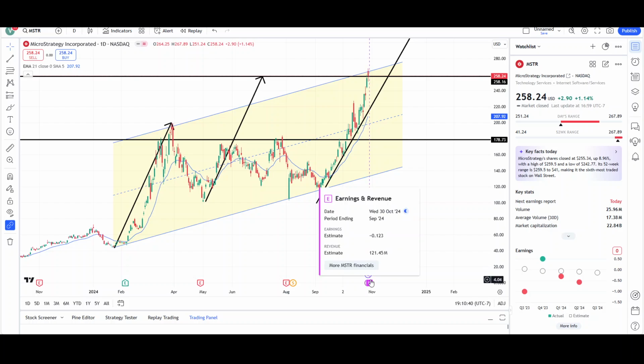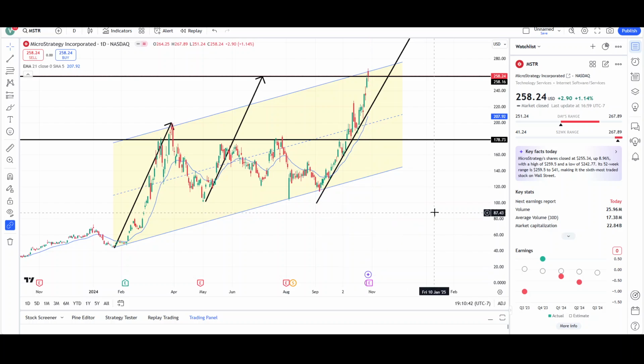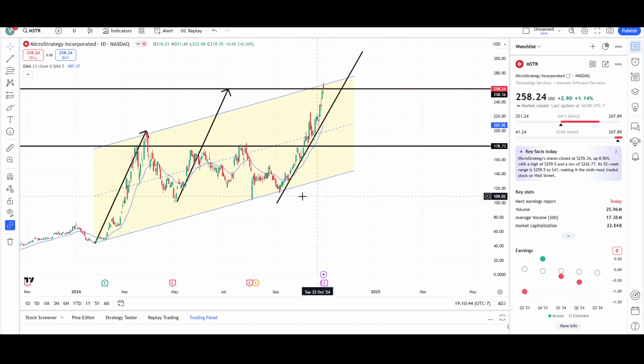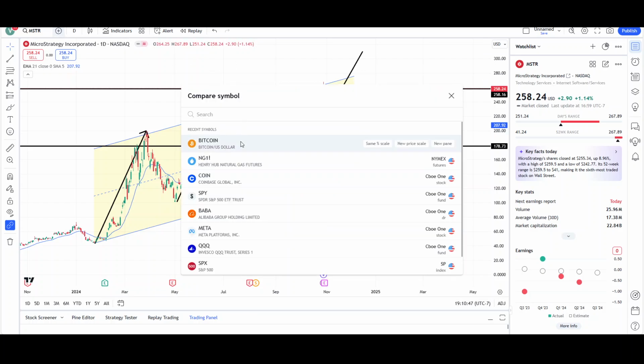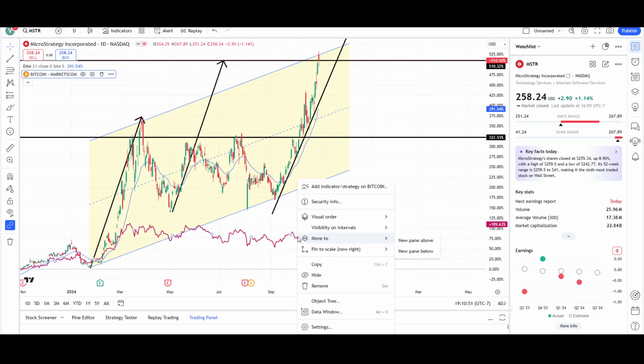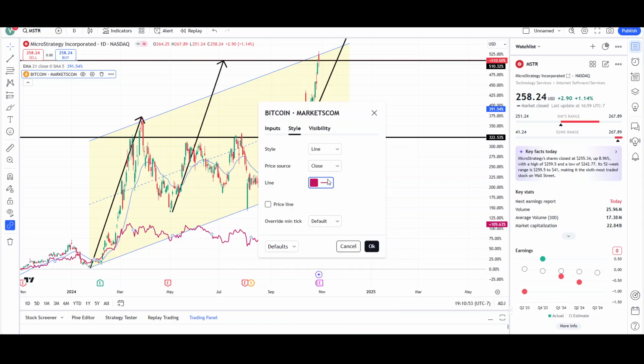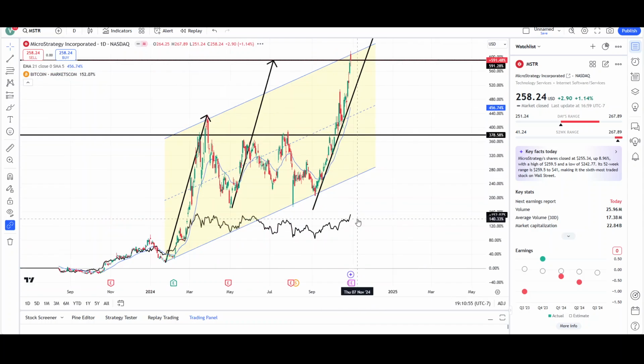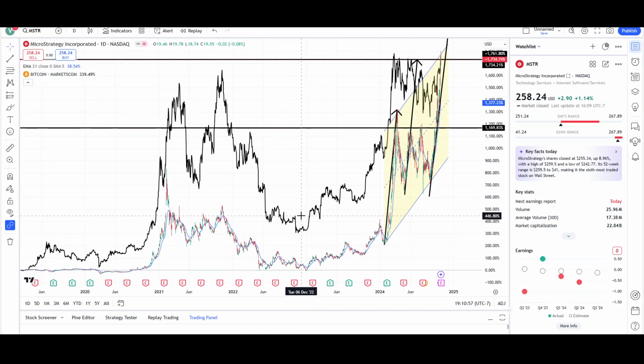So earnings report looks to be coming out sometime market close, and we'll see what happens from there. So I want to overlay Bitcoin's chart on here. You can see the Bitcoin against the dollar. Let's go and change the color. Let's go and make it black. So we have Bitcoin's chart against MicroStrategy's chart.